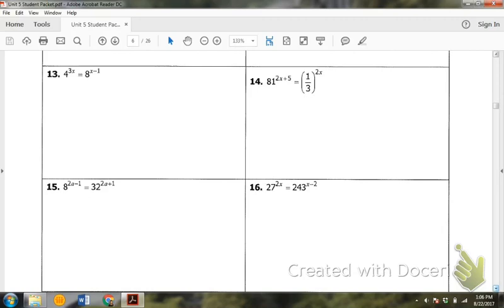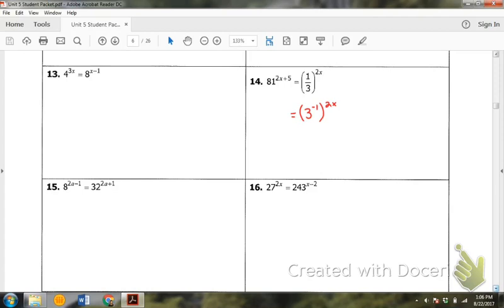So on number 14, we're rewriting the 1/3 as 3 to the negative 1 power. And then I still have my 2x out here. 81 can become a base of 3 if it is 3 to the what power? Daniel says 3 to the 4th. Does anyone agree with that? A couple of you?